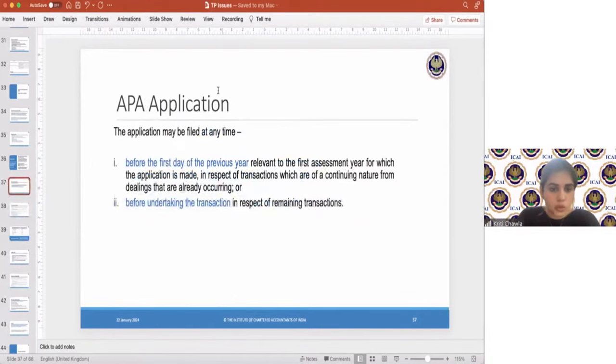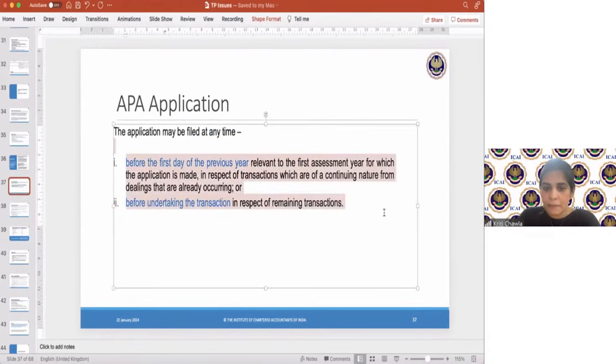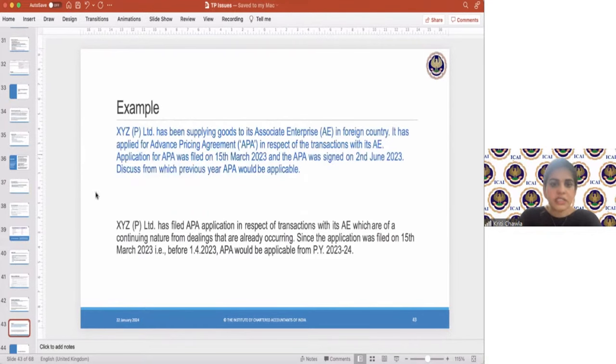There are queries on the group, and they've asked for an example of this. I have an example of this in this particular slide, but just allow me 2 minutes. I'm going to cover two more situations of APA, then I'm going to go to this particular example.